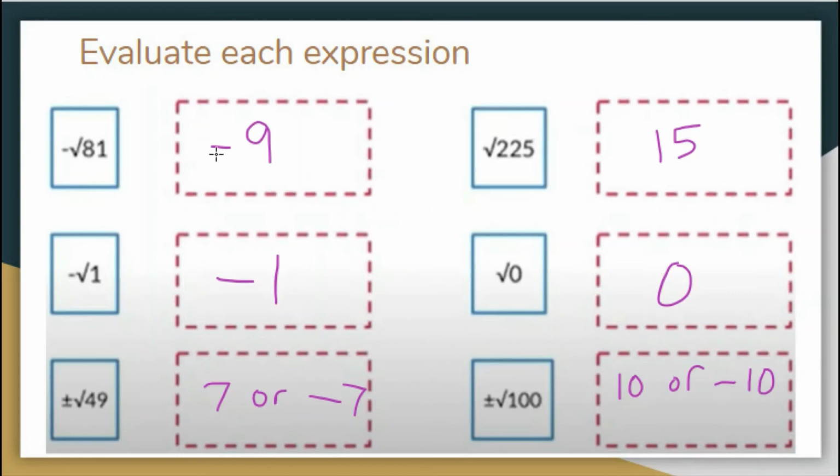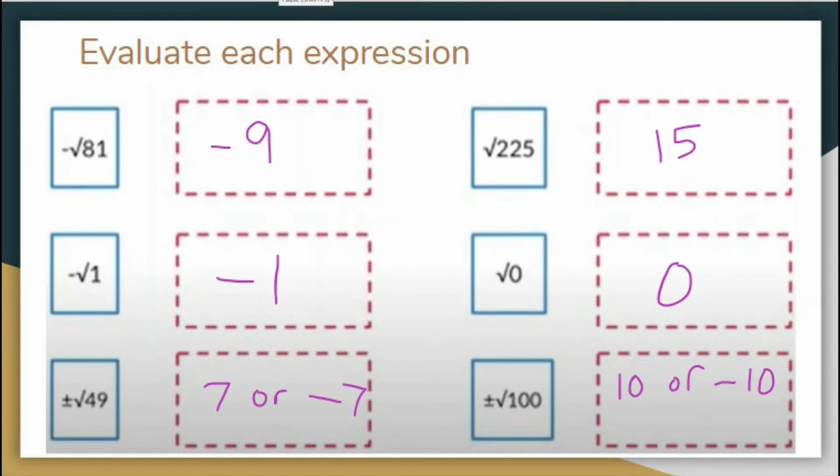So this first one was negative square root of 81. That gave us negative 9. Negative square root of 1 is negative 1. Plus or minus the square root of 49, you can get 2 answers, 7 or negative 7, because remember, it's looking for the positive square root and the negative square root. The square root of 225 is 15. The square root of 0 is 0, because 0 times 0 gives you 0. And plus or minus the square root of 100. Remember, whenever you see that plus or minus sign, you're going to have 2 answers, the positive and the negative.